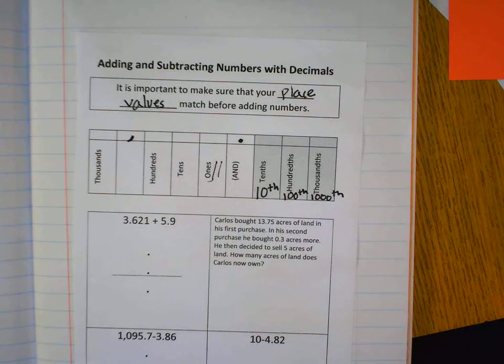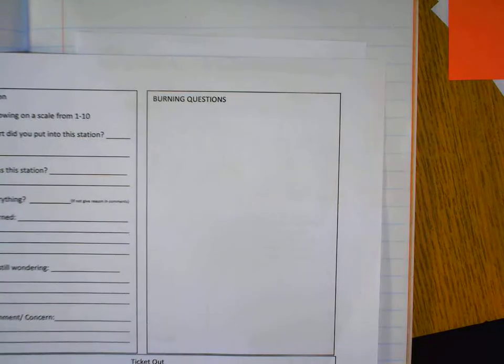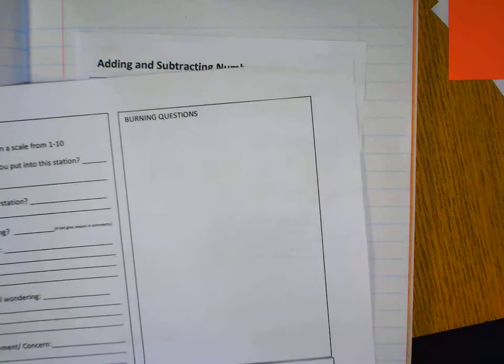So right now, go ahead and write down any questions that you have about the place value chart in the burning questions section of your feedback paper, this part right here. Anything you don't understand about place value, and pause the video.